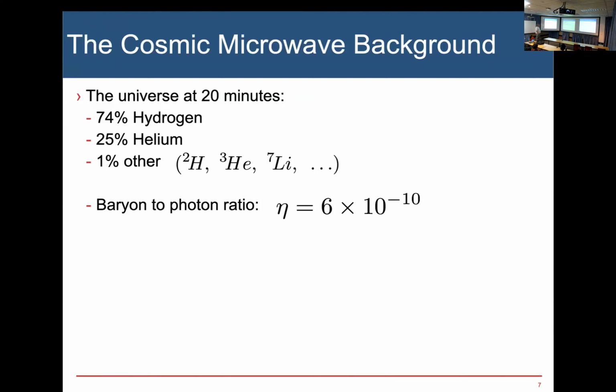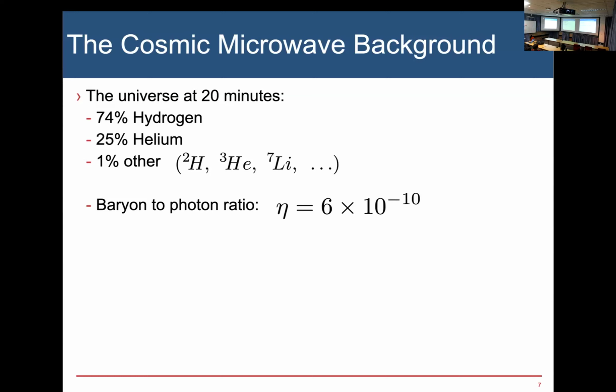And what's important is out of all of that, there's a baryon to photon ratio. Basically, for every particle, every proton, say, in the universe, there are about 1 billion photons. So if you turn that number upside down, it's 6 times more. So matter is just incredibly outnumbered in the universe.